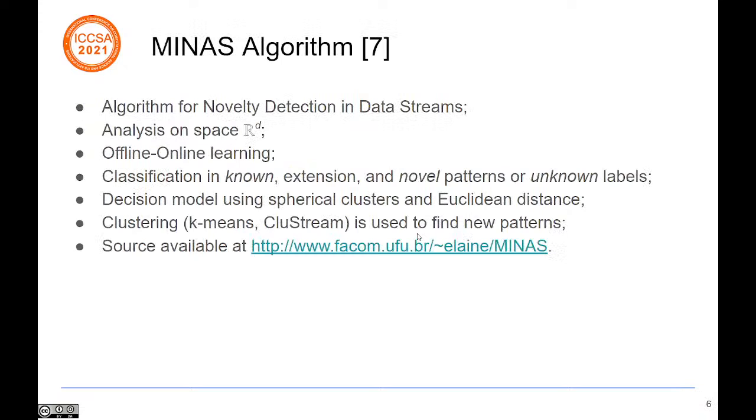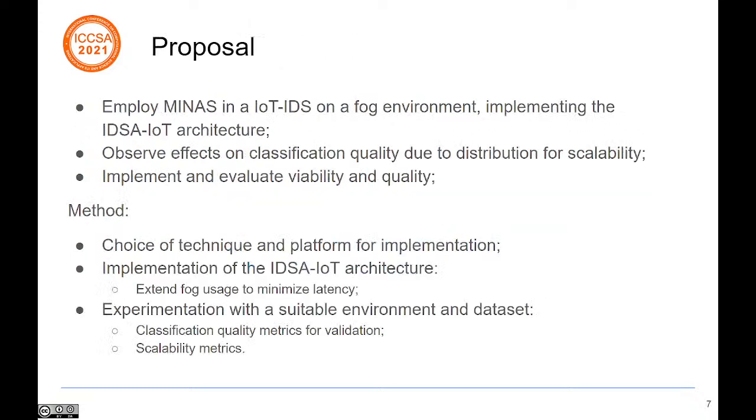With the state-of-the-art explored, we present the chosen algorithm, MINAS. MINAS is an offline-online novelty detection algorithm that takes a flow of examples and gives examples labeled as known, extension of a known class, novelty, or unknown. To that end, MINAS uses a list of spherical clusters as model and Euclidean distance for the classification task. It also uses k-means and clustering as basis to find new patterns.